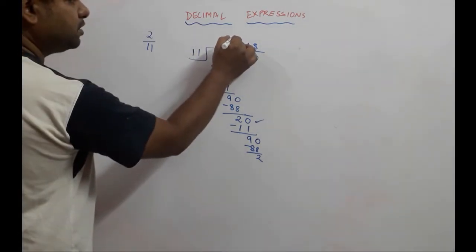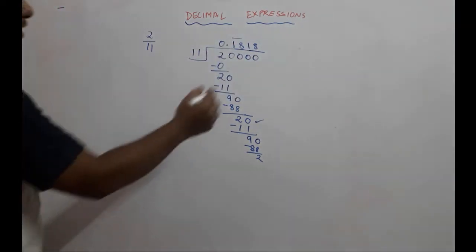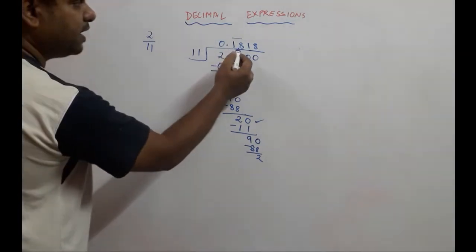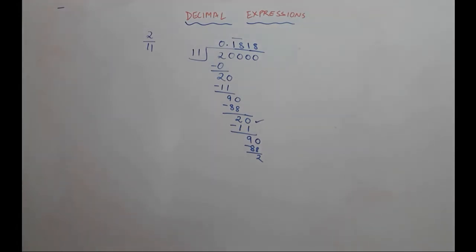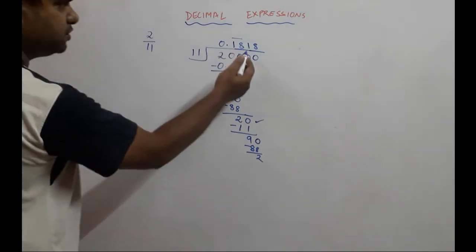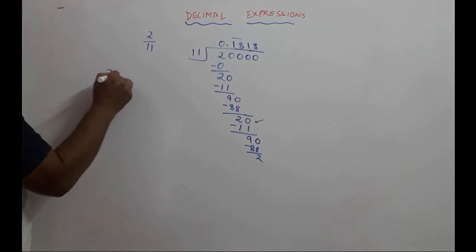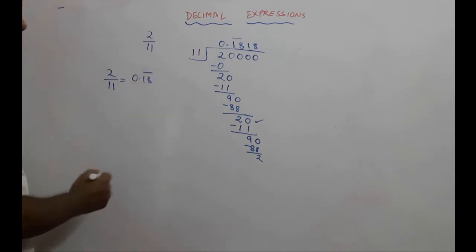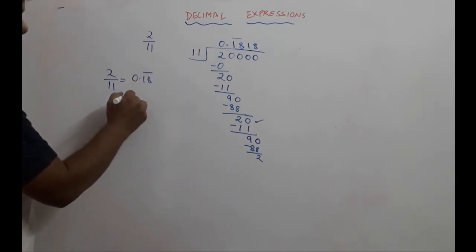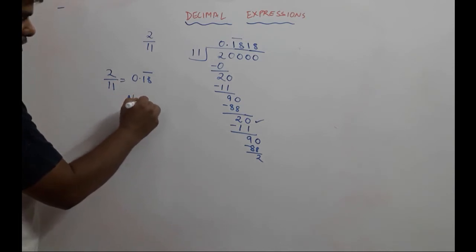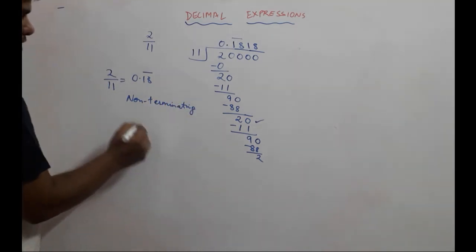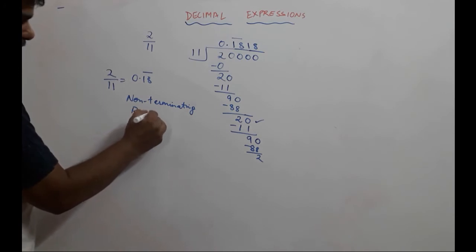So we can put over here bar. Okay, so here the remainder is not equal to 0, and in the quotient we find that it is repeating all over again after the first 2 digits. So we can say 2 upon 11 is equal to 0.18 bar, and it is non-terminating because the remainder is not equal to 0, non-terminating, but recurring.